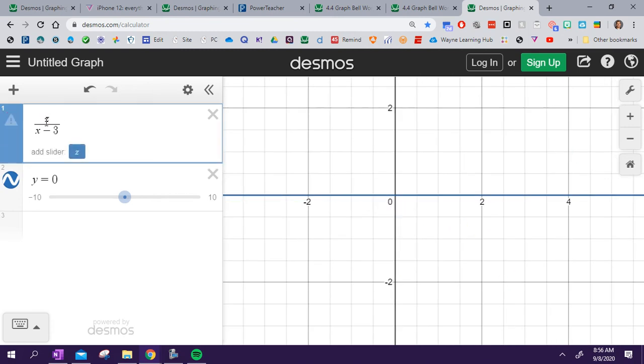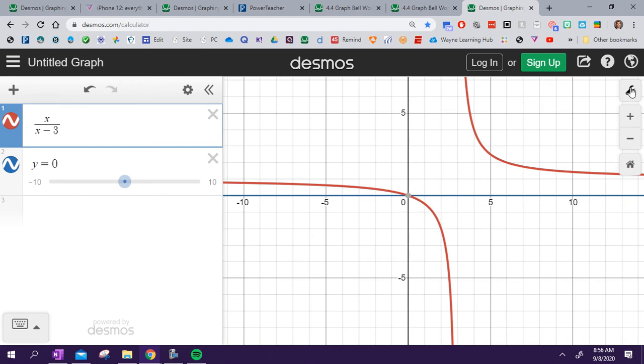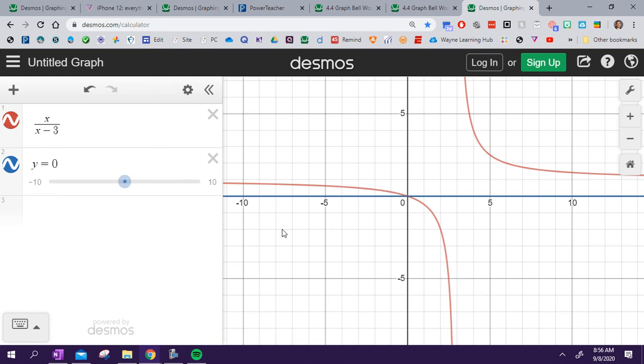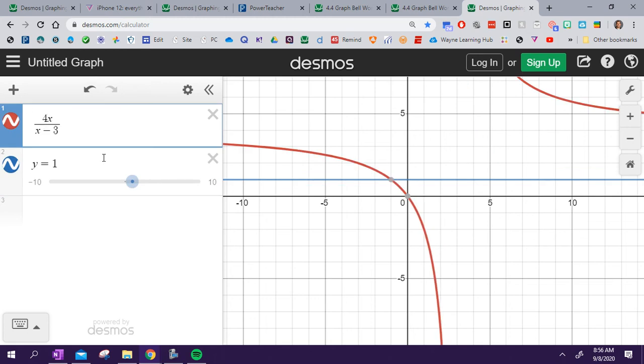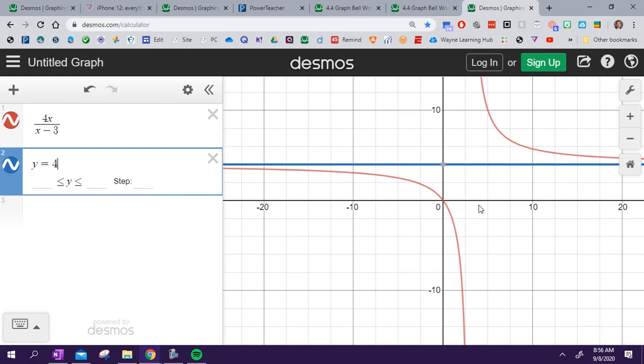Okay. What if I did this? Now, where do you think my horizontal asymptote would be? At 1? Yep, right there. Okay. If I threw a 4 there. Okay, cool. Now my horizontal asymptote is at 4. I'm getting really close to that line as I go further and further that way. Makes sense visually what's going on there.